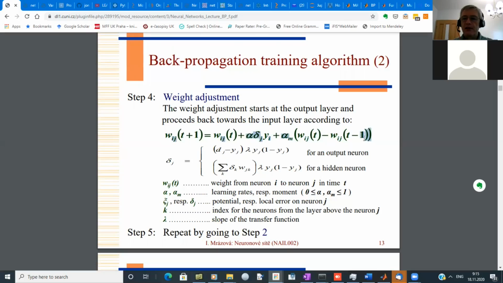This last term is called momentum. Actually, this is an improvement for the basic backpropagation, where we use the previous adaptation step. So the previous difference between the weights at time step t and time step t minus 1, and we continue the change in the same direction, multiplied by some constant alpha sub m.